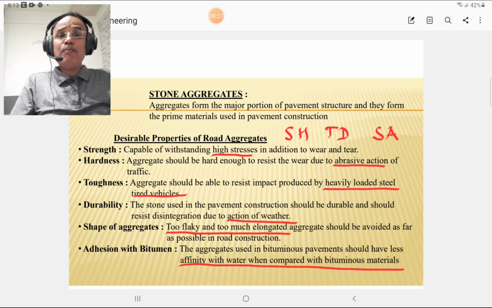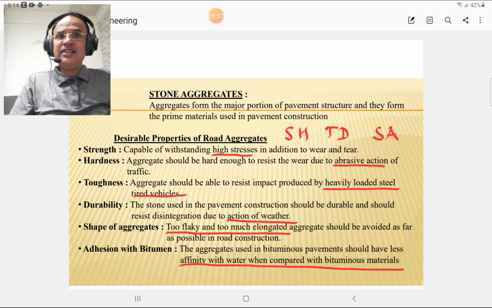The second important part, which occupies more and more of the pavement, is the aggregate. Aggregate is nothing but part of stone or chips of stone, that is, the stone aggregates. And for stone aggregate, what are the desirable properties? You studied this in building materials also.